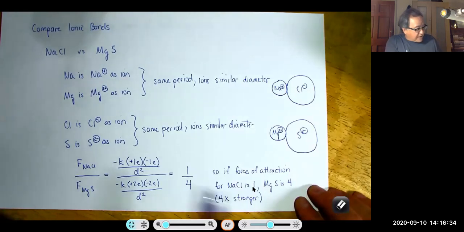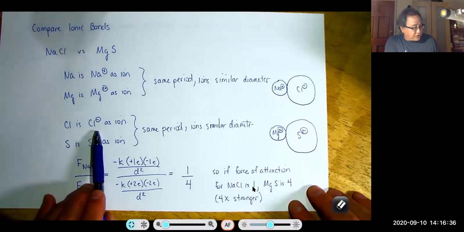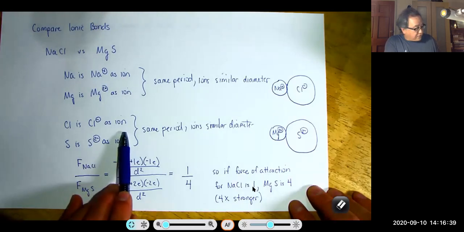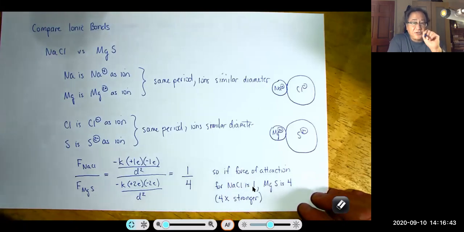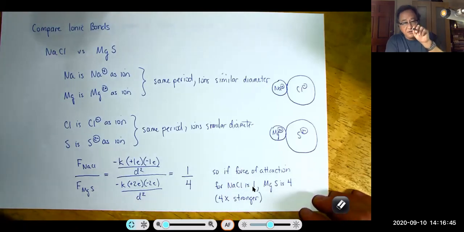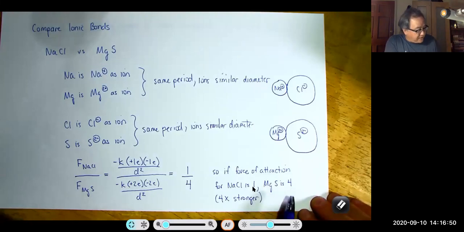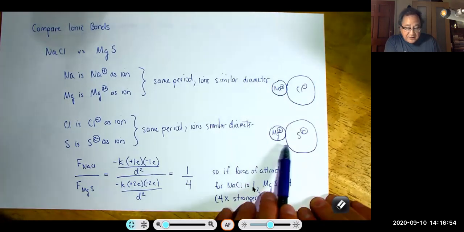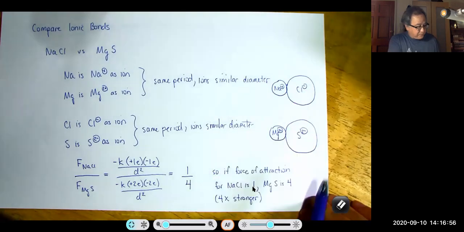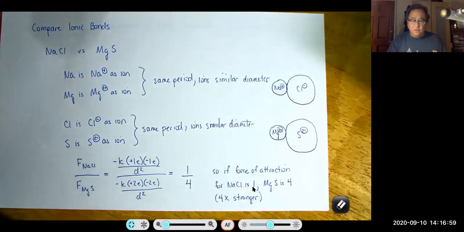Now, the chloride ion is a Cl -1 because it's in 7A. Sulfur is a -2 because it's in 6A. And remember, for those anions, we start with the noble gases and go 0, then -1, -2, -3. So here, the magnesium ion is similar in size to the sodium ion, and the sulfide ion is similar in size to the chloride ion. So which of these has a stronger force of attraction? Well, since the distance between the nuclei is about the same, that goes out the window.